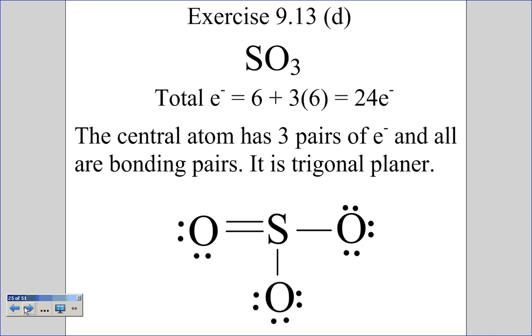The central atom has 3 pairs of electrons. Remember, this double bond counts as 1 pair of electrons when we think about geometry. They're all bonding pairs, so this would be trigonal planar. You have to know that table so that when you see this Lewis structure, you can remember 3 bonding pairs, no non-bonding pairs. That's trigonal planar.